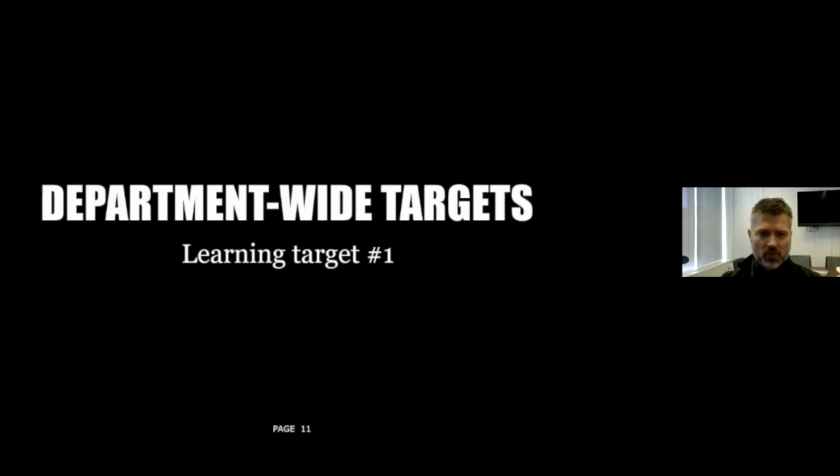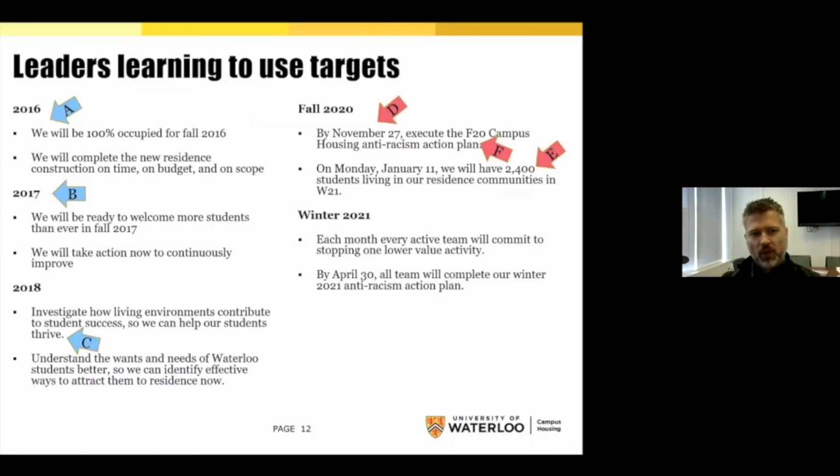Okay, so this is where I'm starting to get into the practical learning target. So this is the department-wide targets I'm going to talk about. And in most of these examples, if not all of them, I'm going to compare and contrast how we used to do things with how we're doing them today.